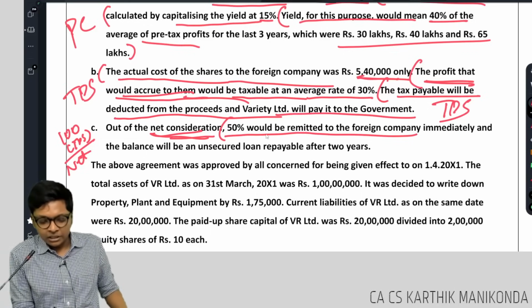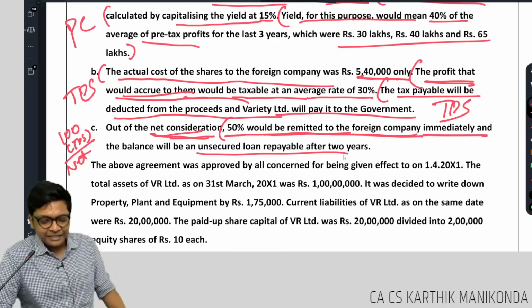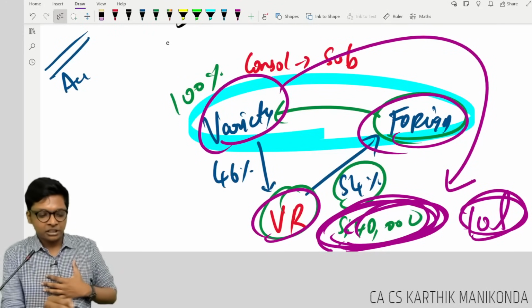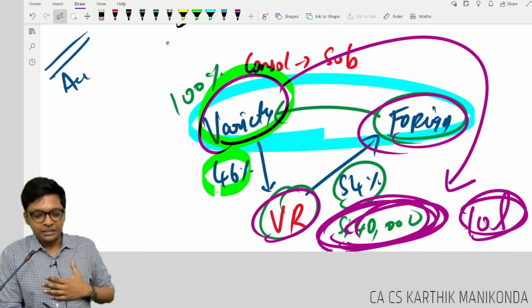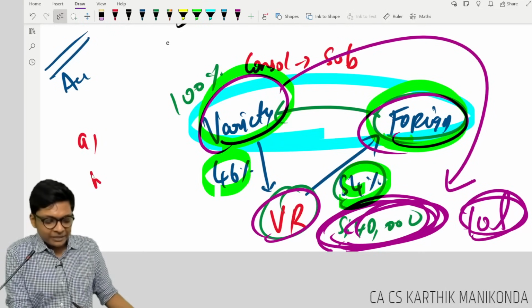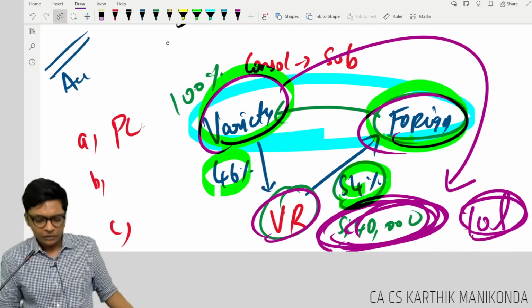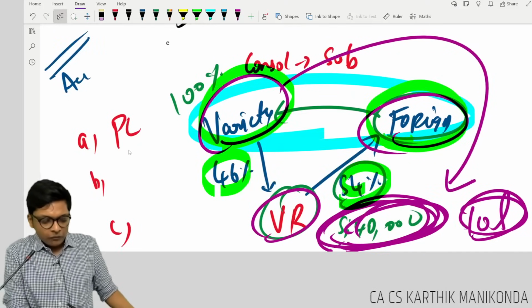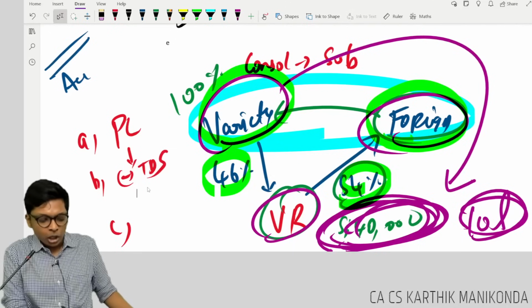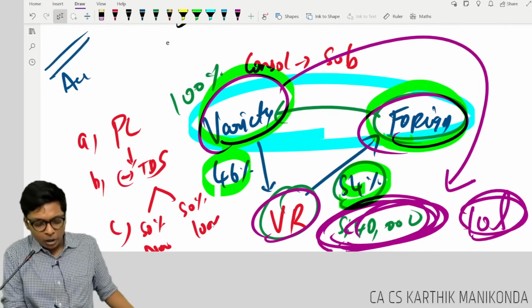Of the net consideration, 50% would be remitted to the foreign company immediately and the balance is payable as an unsecured loan payable after 2 years. So to summarize the transaction, Variety Limited, who has 46, is now buying 54 from the foreign company. For that they gave 3 adjustments: adjustment A, adjustment B, adjustment C. Adjustment A tells me how to find PC. Adjustment B tells me while you are paying this PC, please reduce TDS. Adjustment C tells after reducing TDS, pay 50% now and 50% is converted in the form of loan.